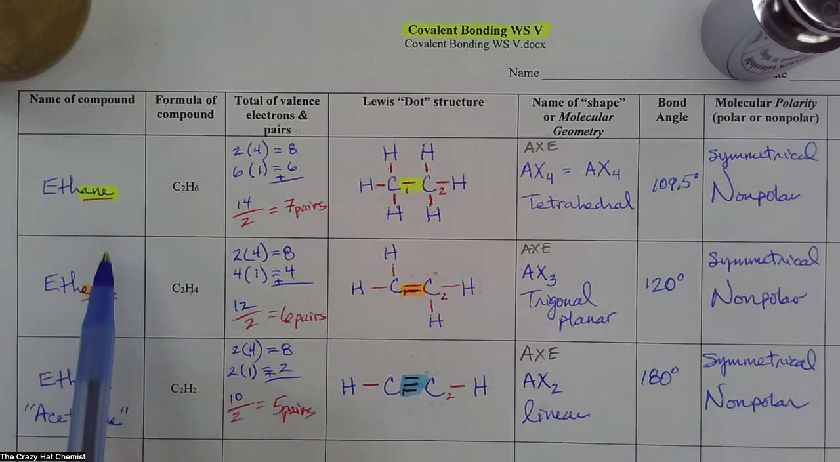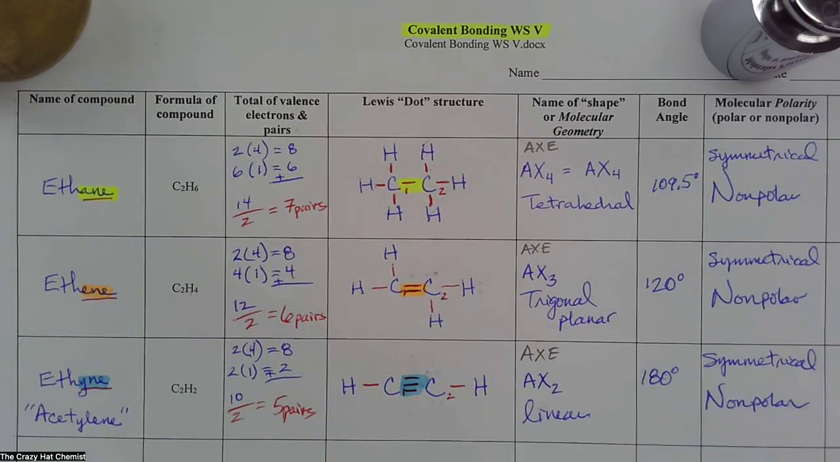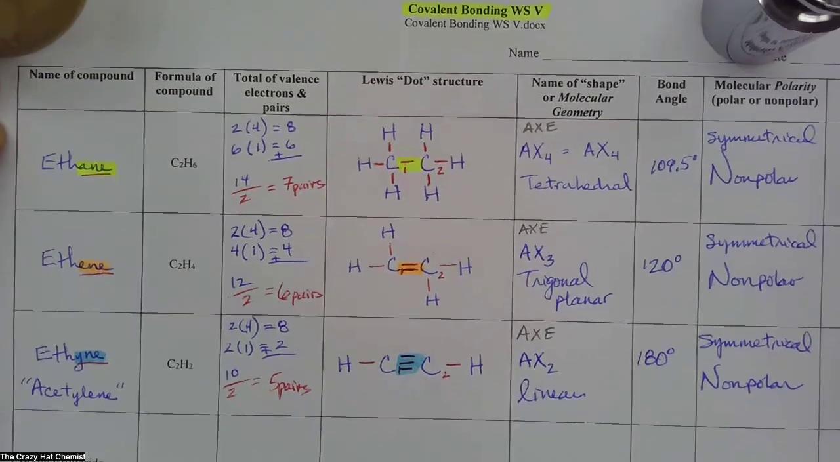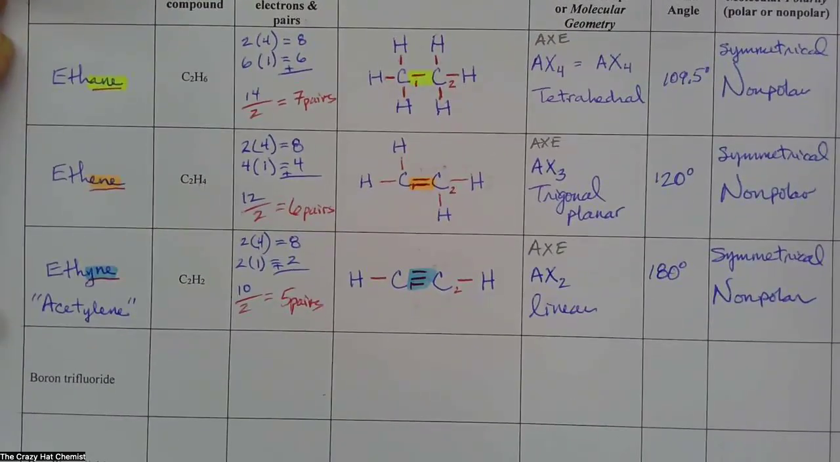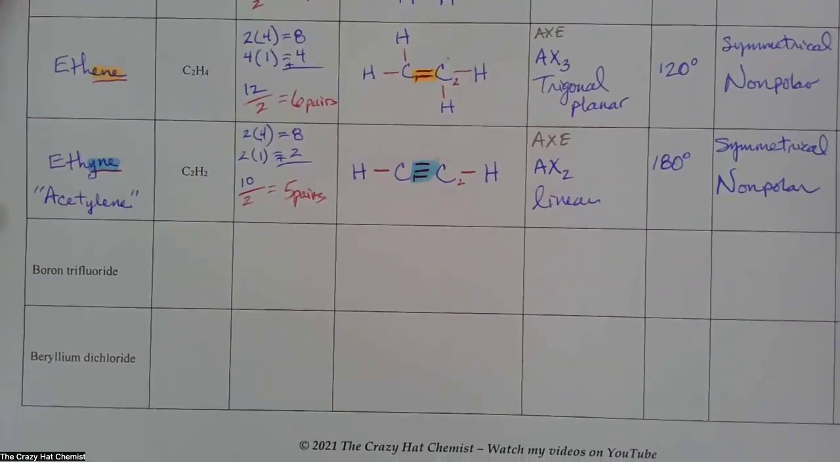I want you to find an ane, an ene, and an ine. And when you find those, you know that there is going to be a single bond, a double bond, or a triple bond in those formulas. All right, so what we need to do is move this worksheet up so we can do our last two problems.